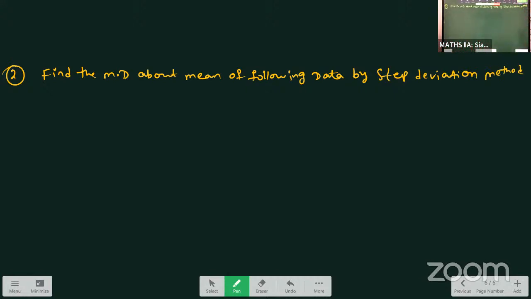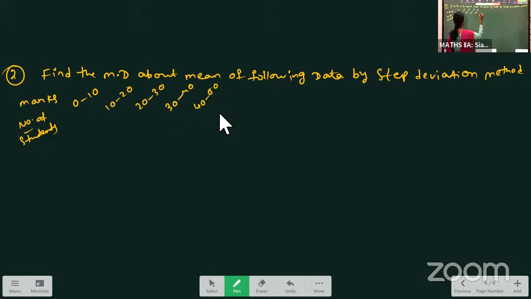So the question is, first the marks of the students are given. Marks will be given. The second will be the number of students. So marks: 0 to 10, 10 to 20, 20 to 30, 30 to 40, 40 to 50, 50 to 60, and 60 to 70.